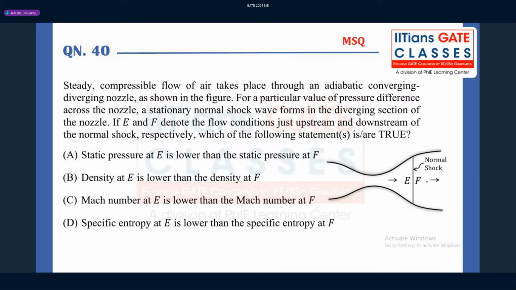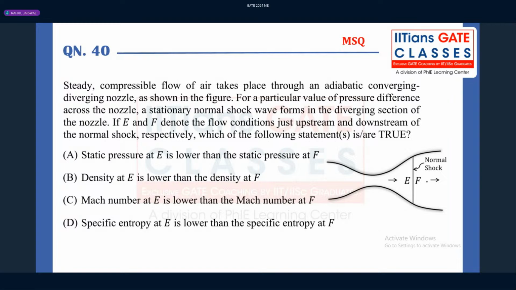Coming to the next question, guys. Steady incompressible flow of air takes place through the adiabatic converging-diverging nozzle as shown in the figure. For a particular value of the pressure difference across the nozzle, a stationary normal shock wave forms in the diverging portion of the nozzle. If E and F denote the flow conditions just upstream and downstream of the normal shock, which of the following statements is or are true?